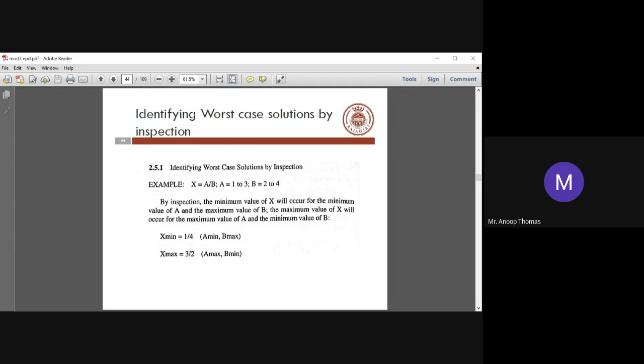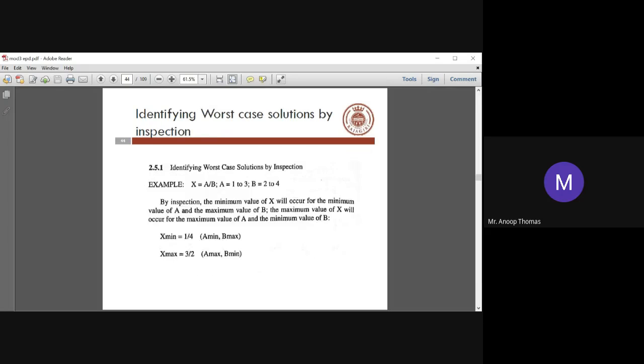What we need to identify is the minimum and maximum of X. How do you do it? By analysis, we know that the minimum of x will be a having the minimum value, b having the maximum value. That is something which logically we understand from the study of mathematics. So the minimum value of x will be 1 by 4, and the maximum value will be a max by b minimum. That is, x max is equal to 3 by 2. This is something which you know by inspection. So you can automatically understand that your minimum value of x will be 1 by 4 and the maximum value of x will be 3 by 2. This is something which is implied.